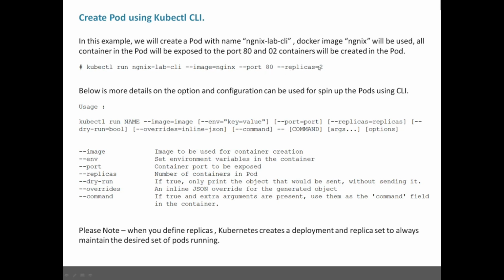Dash replica 2, it means 2 pods or 2 containers will get created. If you want detailed information, this is something I have got from man pages of kubectl command. That image we already talked about. Environment is something if you want to define some variables. Dash port we already talked about. Replica we talked. Dry run, basically it will not make changes, but it will tell you what changes it is going to deploy on the machine, or what changes kubectl is going to make. Override, if you want to override the generated object.